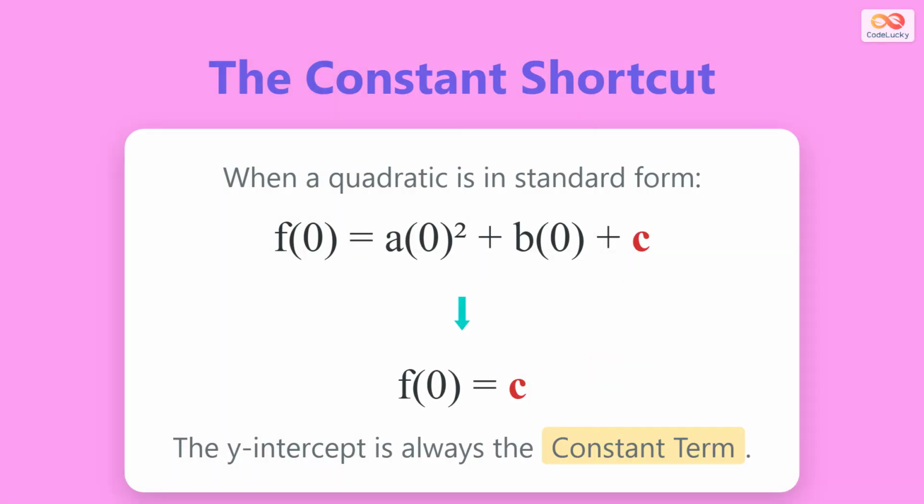Now, did you notice a pattern? When we plug in 0, any term with an x becomes 0 and disappears. The only thing left standing is the constant term at the end, usually labeled c. This provides us with a fantastic shortcut. For any polynomial in standard form, the y-intercept is simply the constant term.